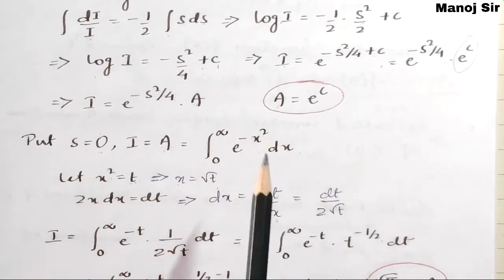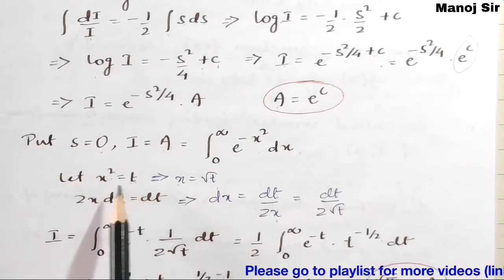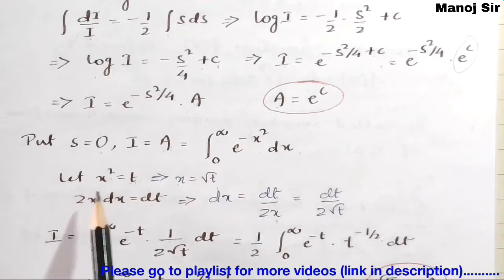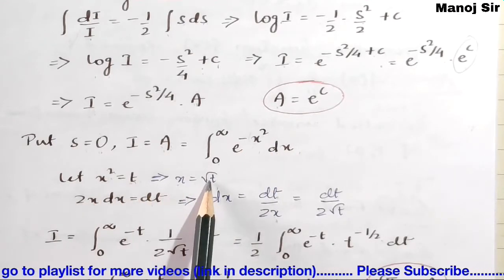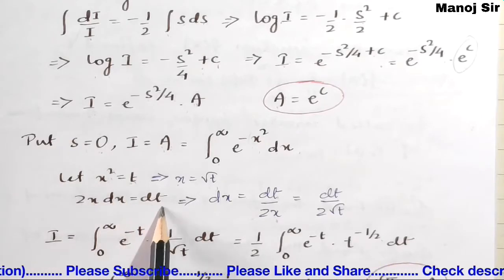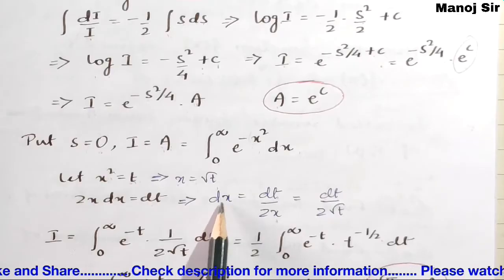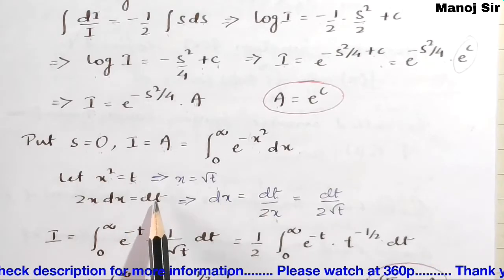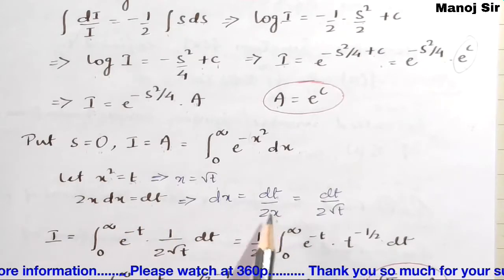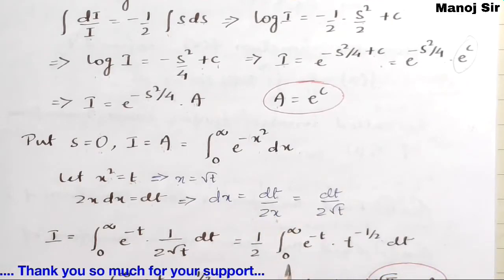Now we will solve this integration. For solving this integration, we will take x square equals to t. So x will become root over t. Now differentiating this, we get 2x dx equals to dt. From here we will find dx. Dx equals to dt upon 2x, and what is x? That is root t. So we can write dx equals to dt upon 2 into root t.